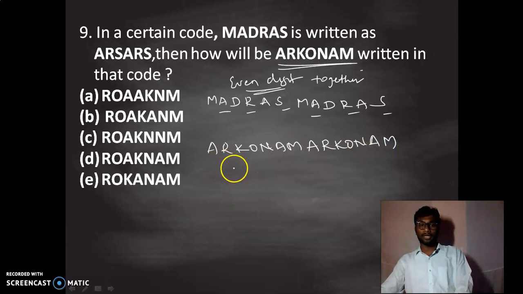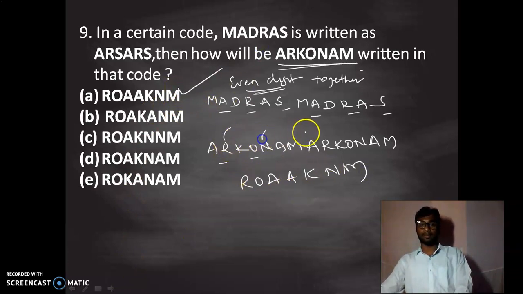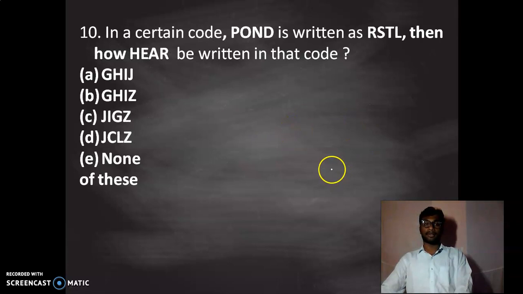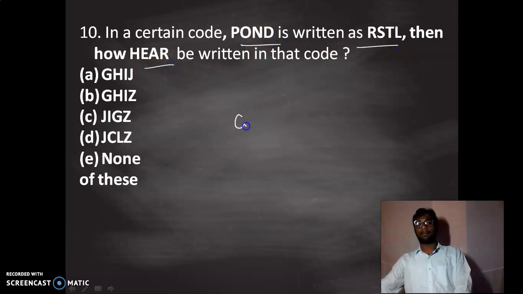Yes. So you can just look now forward. ROAAKNM. Yes. ROAAKNM is the right answer. Just pick the even numbers, you will be getting the answer, right? Yeah, going back. So, in a certain code, pond is written as RSTL, then how will here be written? Please comment the answer.